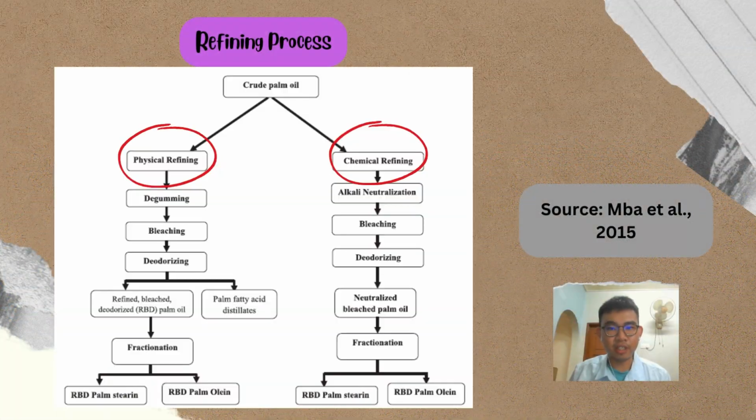This diagram here shows the flow chart of the whole refining process in the oil palm industry. There are two types of refining process, which are physical and chemical refining. The main difference between the two types of refining depends on the method of removing phosphatides in oil palm. For physical refining, it is located in the degumming process, whereas for chemical refining, it is found in the alkali neutralization process.